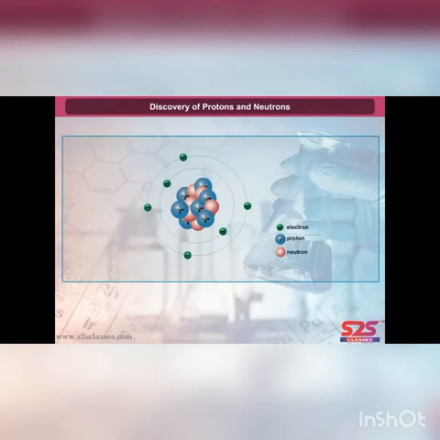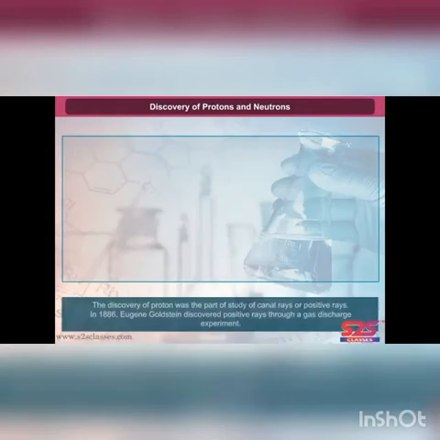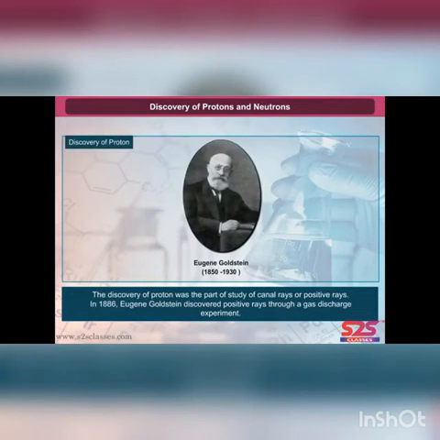Now let us discuss the discovery of the other two subatomic particles, proton and neutron. Proton is a positively charged particle present in the nucleus with neutral neutrons in an atom. The discovery of proton was part of the study of canal rays or positive rays. In 1886, Eugene Goldstein discovered positive rays through a gas discharge experiment.